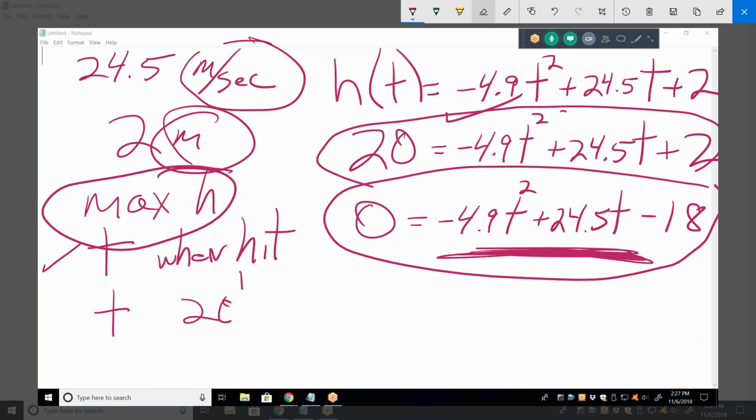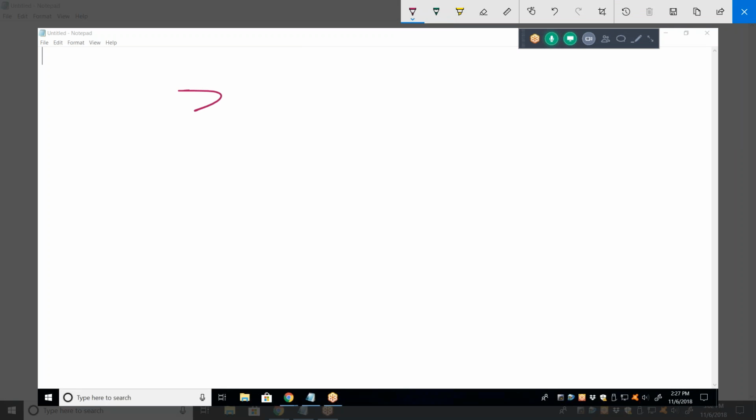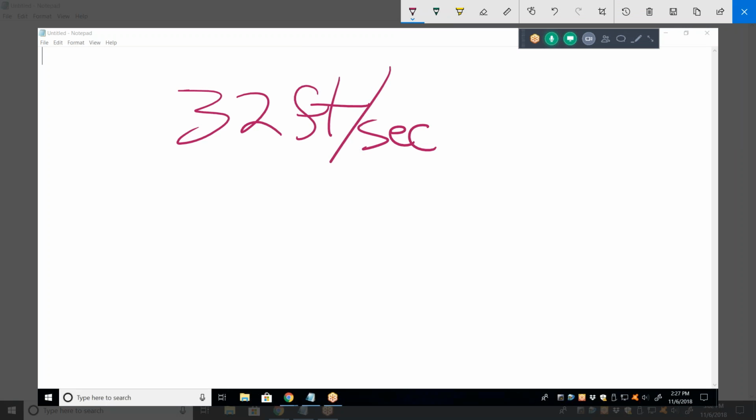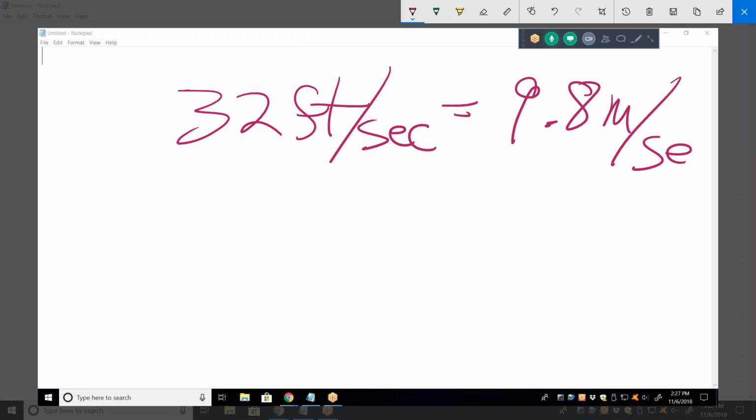And it's definitely 4.9. The only reason I'm certain of it is that 32 feet per second is equal to 9.8 meters per second, because a meter is approximately 3 feet. So if a meter is approximately 3 feet, this is going to be awfully close to 32 feet per second. So I know this is the correct conversion.